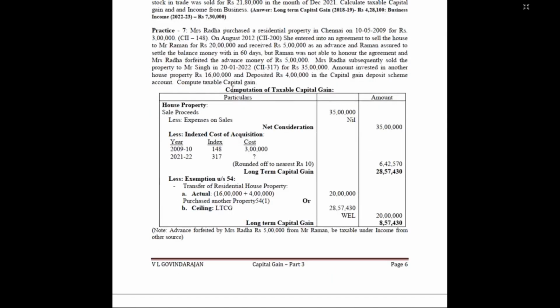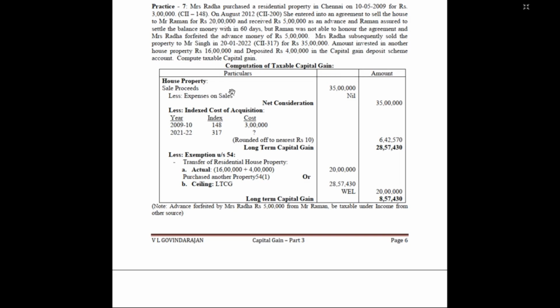Now, practice 7. Mrs. Radha purchased a residential property in Chennai on 10th May 2009 for Rs 3 lakh. On August 12, she entered an agreement to sell the house to Mr. Raman for 20 lakh and received 5 lakh as an advance. Raman assured to settle the balance money within 60 days, but Raman was not able to honor the agreement and Mrs. Radha forfeited the advance money of rupees 5 lakh. This advance money of 5 lakh is an important fact in this problem.